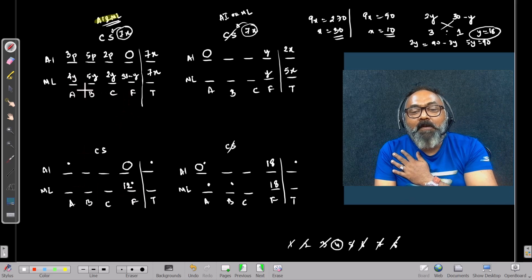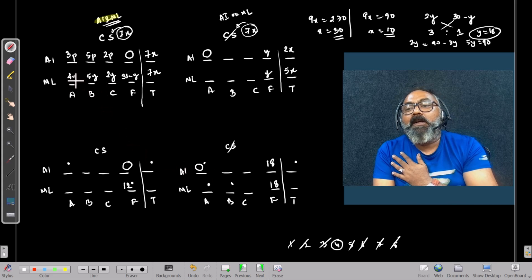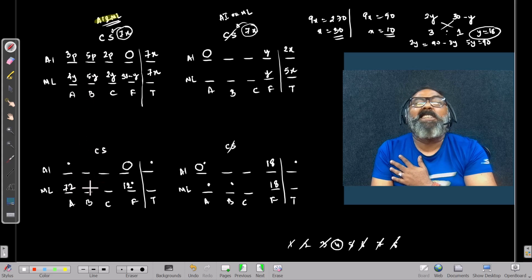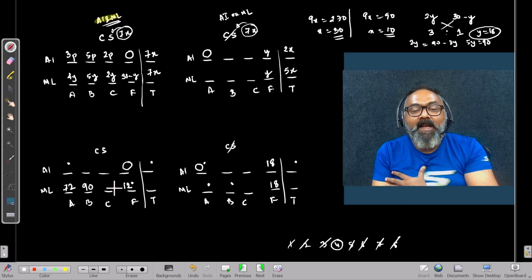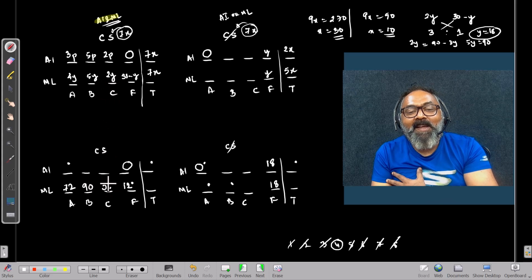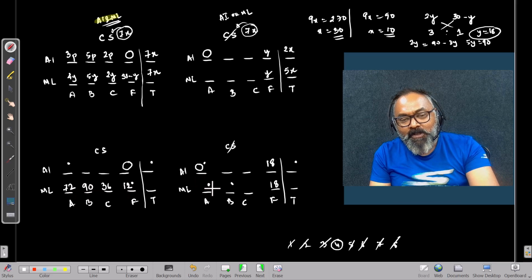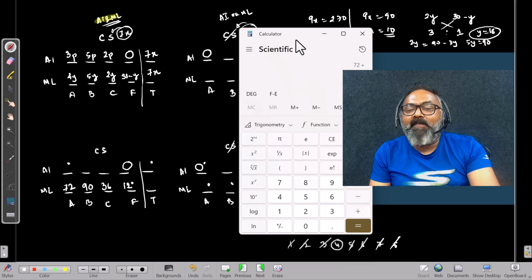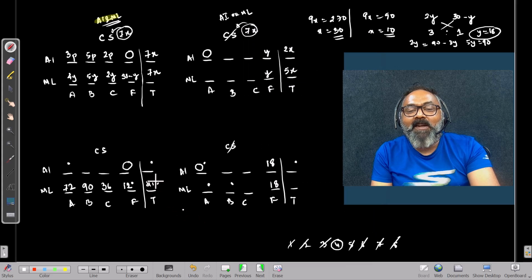This is 4y. 4 into 18 is 72. 5 into 18 is 90. And 2 into 18 is 36. Now we have to add these things together. Please don't judge me here. 72 plus 90 plus 36 plus 12. Somebody is asking, sir, what is this? 210. There you go. 210, which means this is also 210.